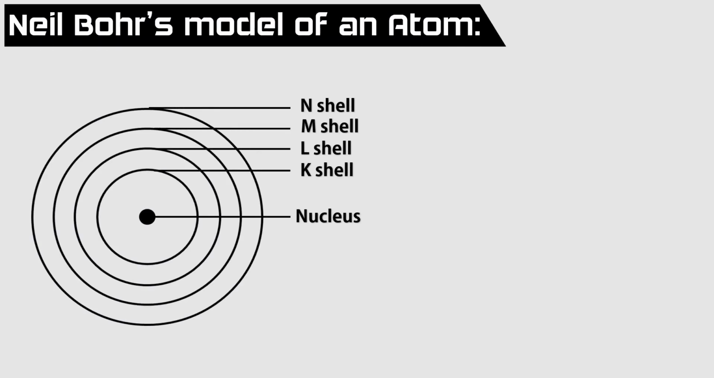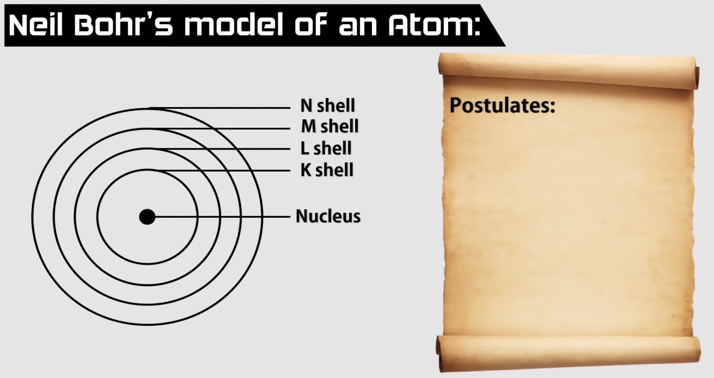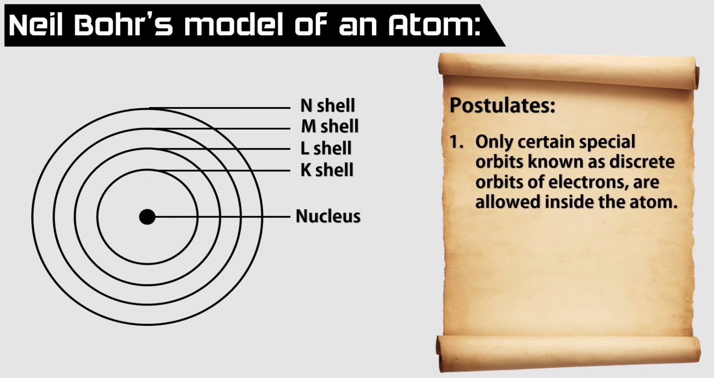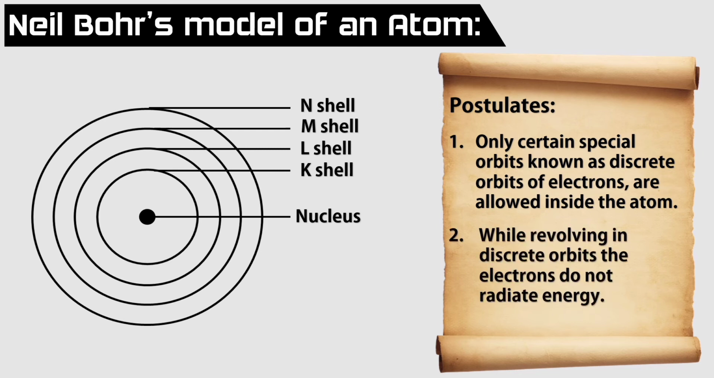Niels Bohr's model of an atom. Bohr's model had a nucleus and discrete orbits: the K orbit, L orbit, M orbit and N orbit. The postulates of Niels Bohr's model are: only certain special orbits, known as discrete orbits, of electrons are allowed inside the atom. While revolving in discrete orbits, the electrons do not radiate energy.